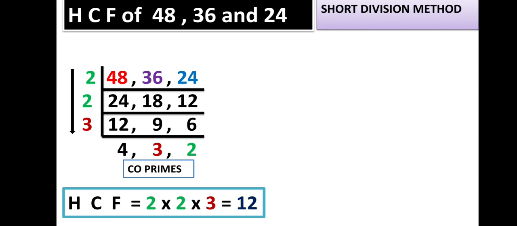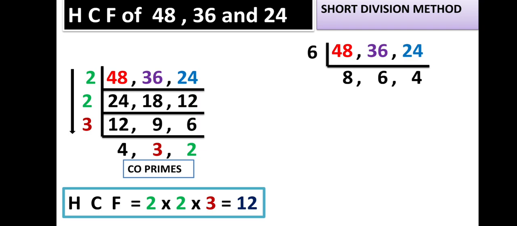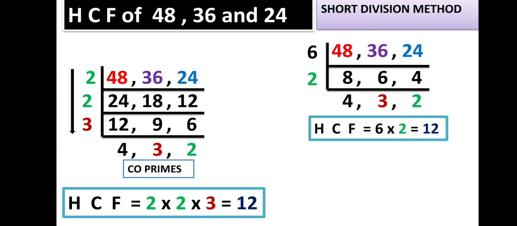Here in the short division method, the easiest part is that we need not take only prime numbers as the factors. We can take composite numbers also, like 48, 36 and 24, which come in the 6 table. So 6 8s are 48, 6 6s are 36, 6 4s are 24, and we get 2 4s are 8, 2 3s are 6, 2 2s are 4. So here the common factors are 6 into 2, that is 12.